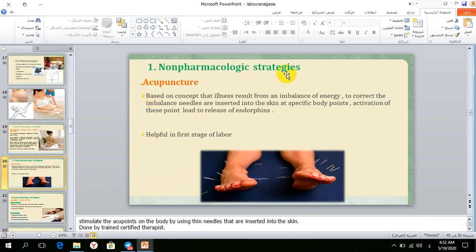Non pharmacological strategies: acupuncture, the Chinese needles, based on the concept that illness results from an imbalance of energy. To correct the imbalance, needles are inserted into the skin at specific body points. Activation of these points leads to release of endorphins. Helpful in the first stage of labor.